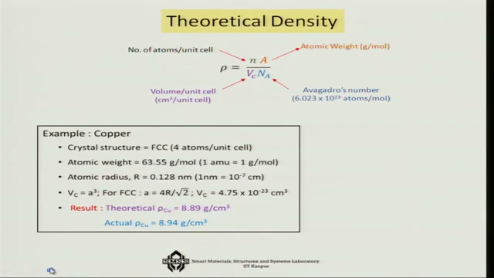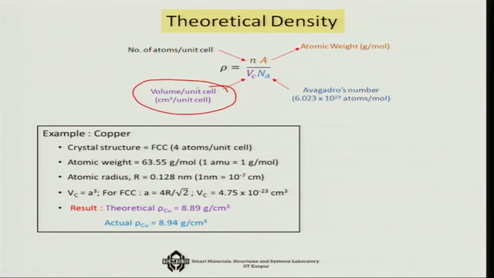You need to know two things to do it. Density is basically mass per unit volume. So, you have to calculate the mass and then you have to calculate the unit volume. How can we do it? The volume per unit cell for different crystal structures depends on the packing structure for a particular material. So, Vc is known to us.